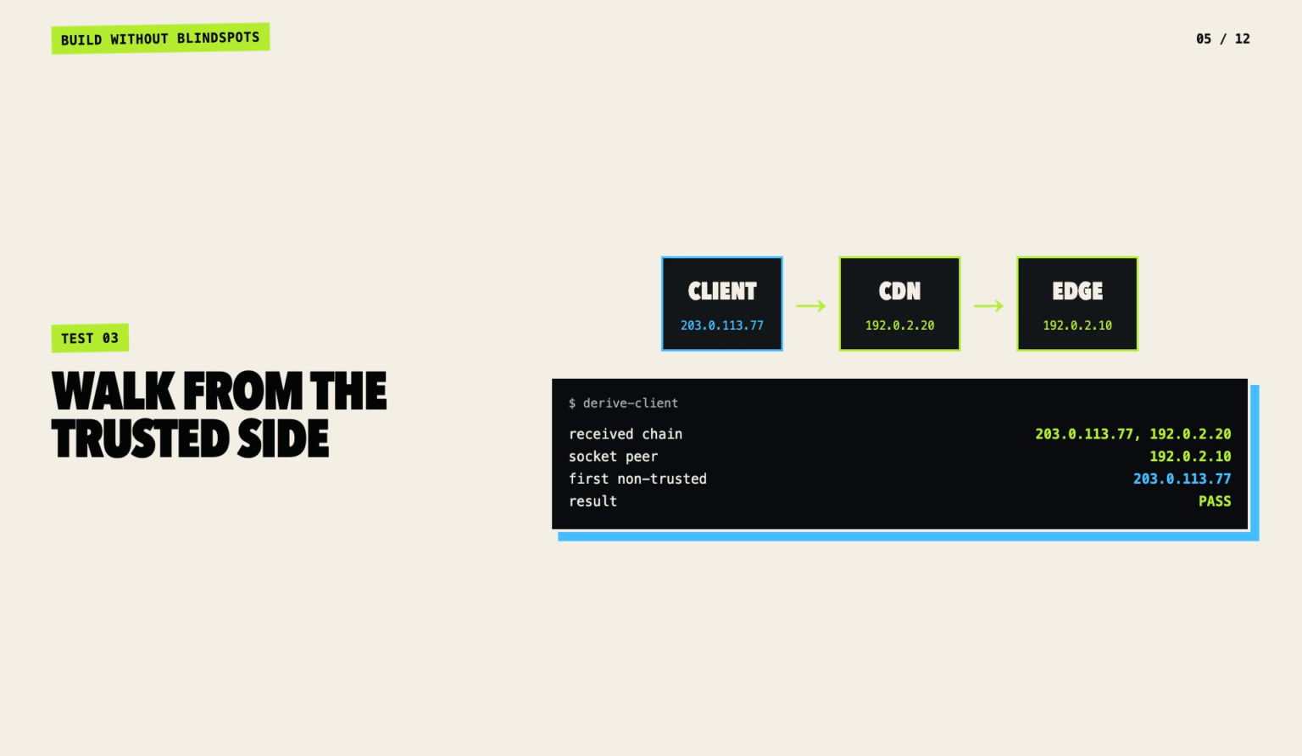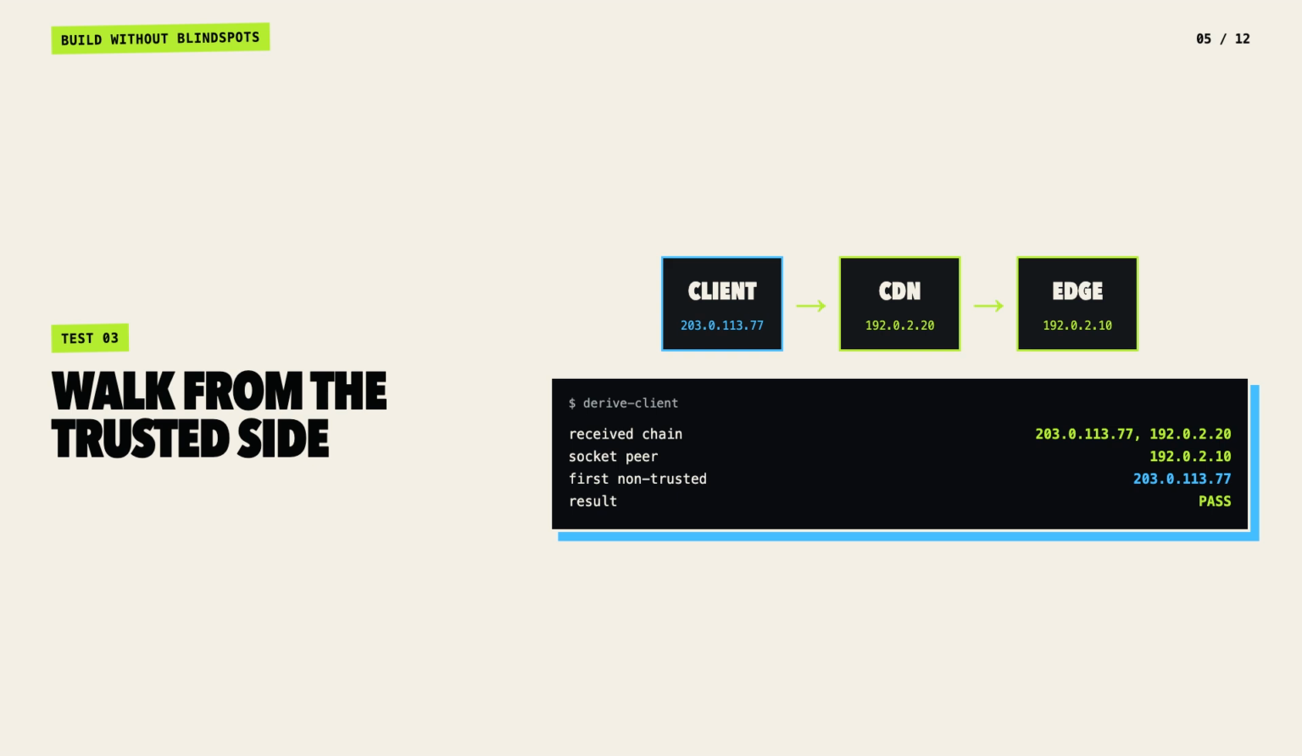This is often described as walking right to left, from the application toward the network edge. Why not always take the leftmost value? Because a client may have supplied an earlier value before a proxy appended anything. Why not always take the rightmost value? Because the rightmost address may be the last proxy, not the user. The algorithm and the proxy's append or overwrite behavior must agree.